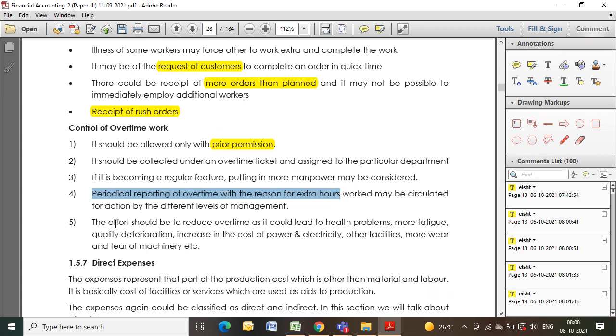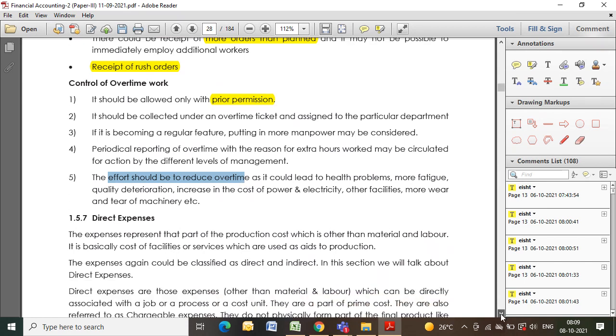Plus, efforts should always be taken to reduce the overtime, because a normal person will work for normal time. If you expect a person to work more than the normal time, definitely it spoils the body and it spoils the health of the employee also. So this is not good for the organization, right? Why? Because ultimately the body takes the toll.